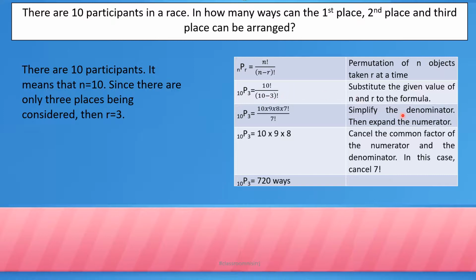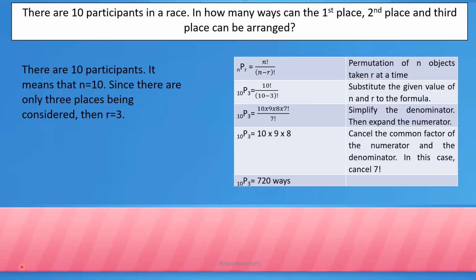And when we simplify the denominator, we will just come up with 7 factorial. And when we expand the numerator, we will have 10 times 9 times 8 times 7 factorial. Instead of writing 7 times 6 times 5 times 4 times 3 times 2 times 1, we can write it as 7 factorial.